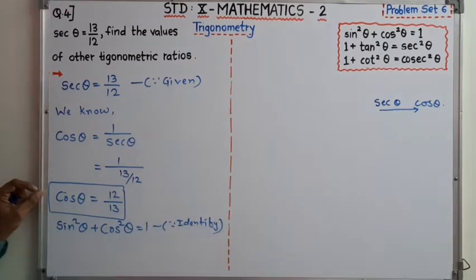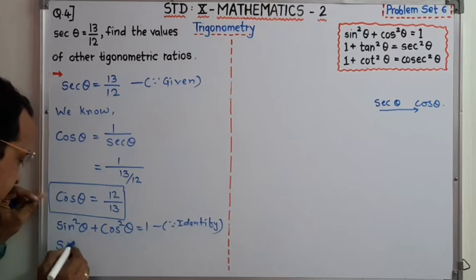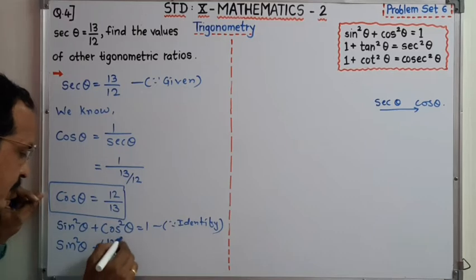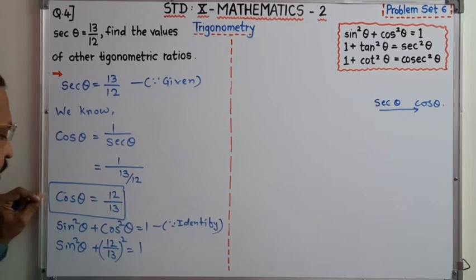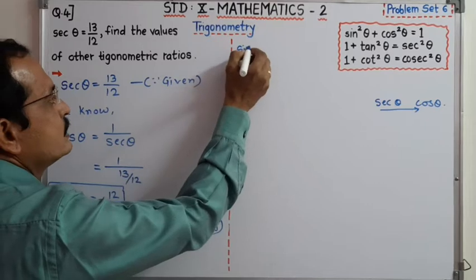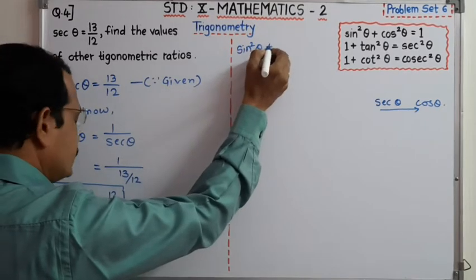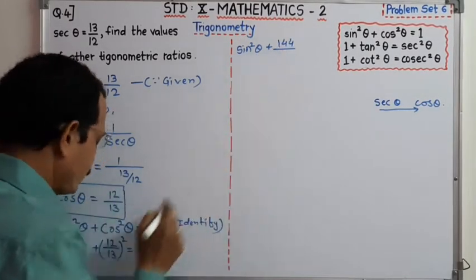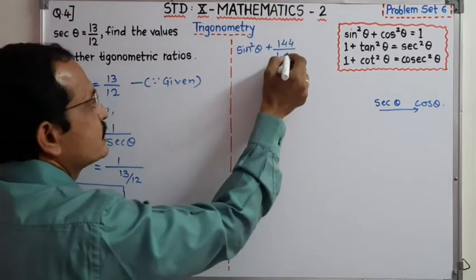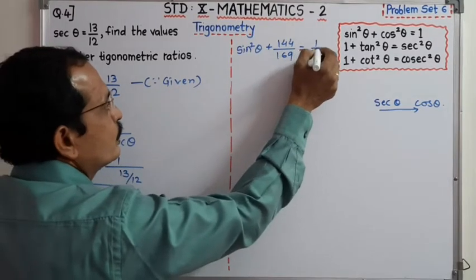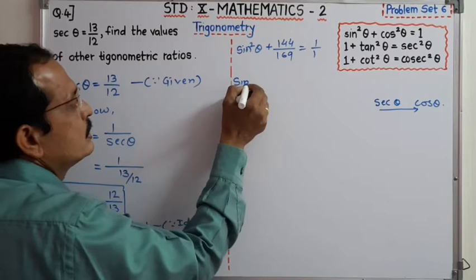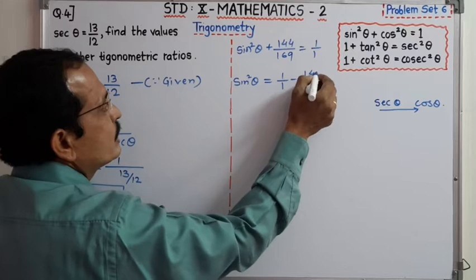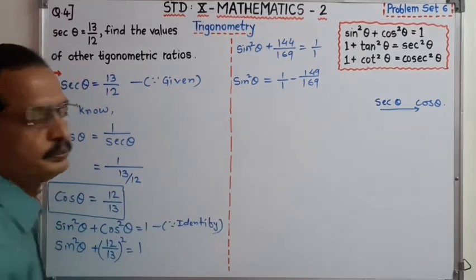by using identity. Now, sine square theta plus 12 upon 13 bracket square is equal to 1. Now, see dear student, here it is sine square theta plus square of 12, it is 144, and square of 13 is 169, equal to 1. Now dear student, sine square theta is equal to 1 minus 144 upon 169.